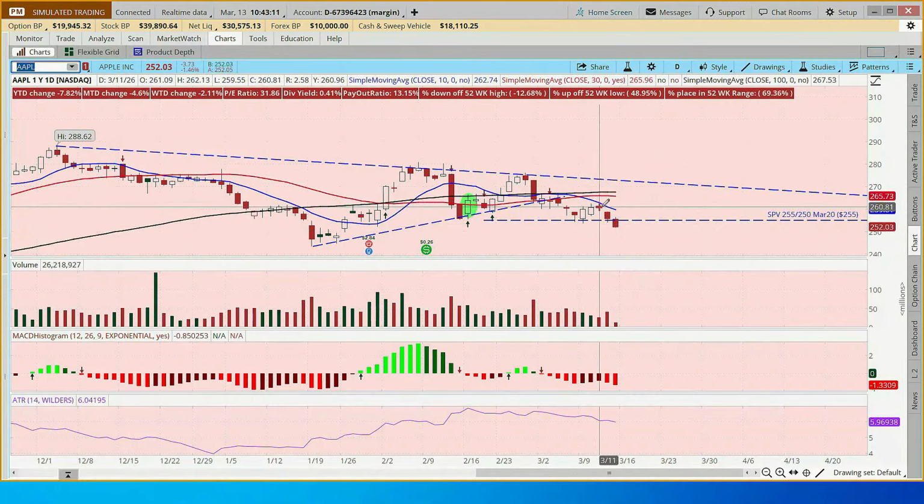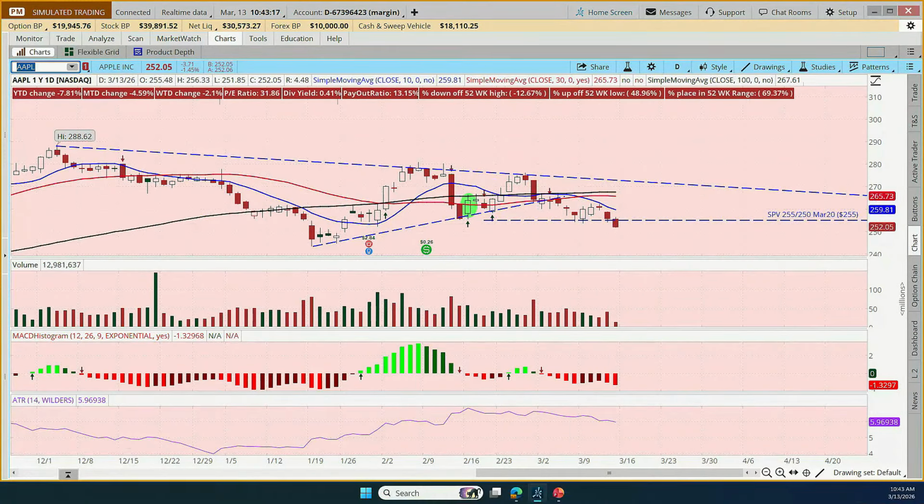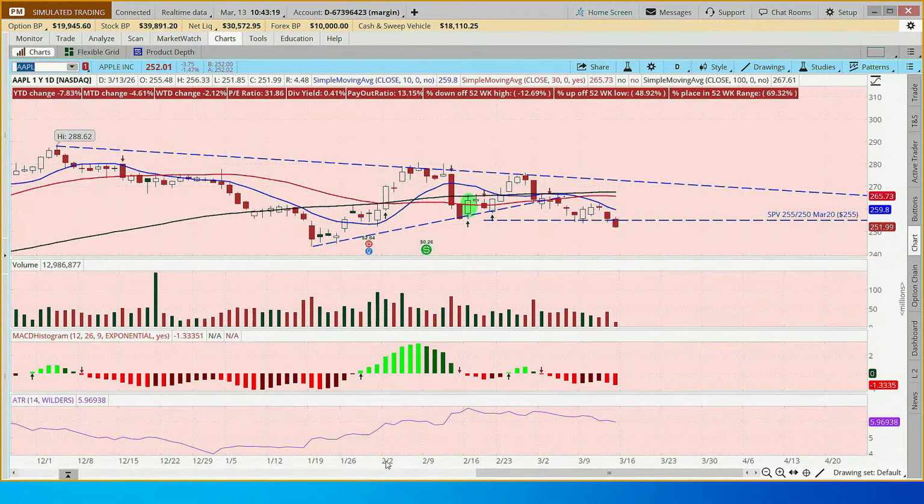Somebody's saying, oh, I see dark cloud cover. If you don't know what that means, let me just bring this up here. I like your powers of observation.